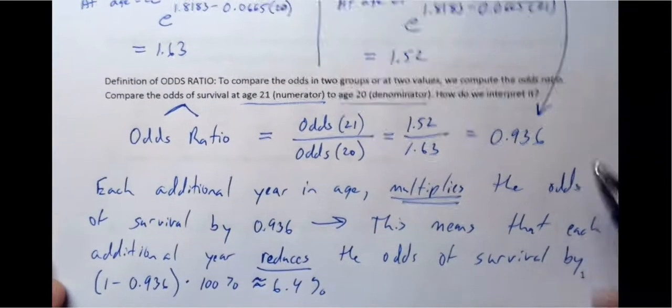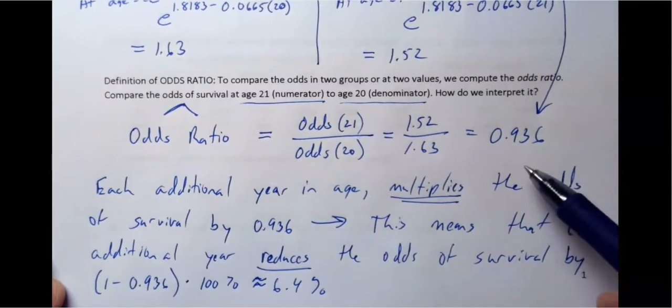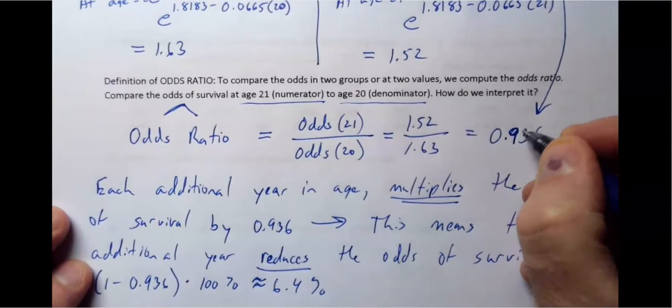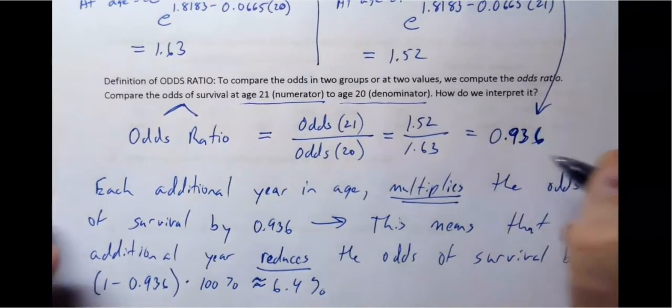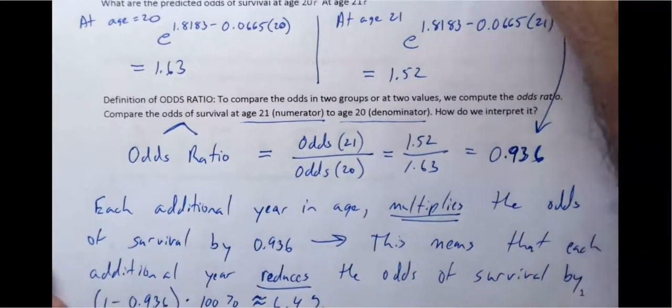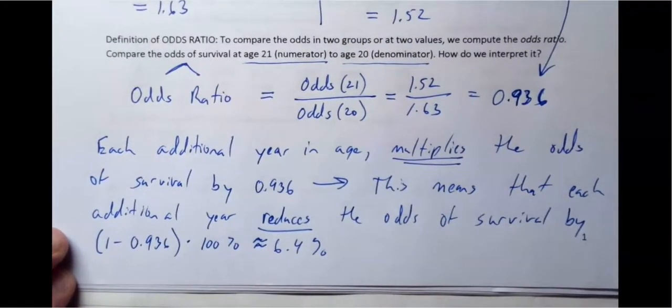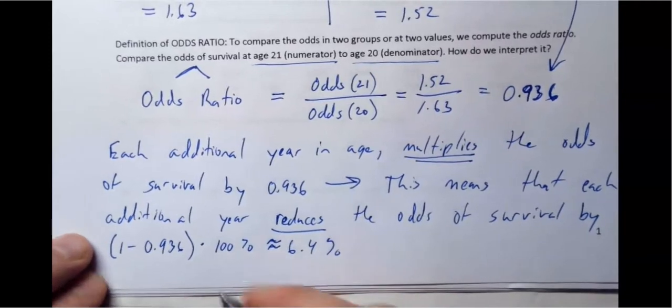So this is a reduction in survival as you get older because the odds ratio is less than 1. So if this is a multiplication problem, if we multiply by something less than 1, we're reducing the odds of survival. If the odds ratio is greater than 1, that would imply an increase in survival.